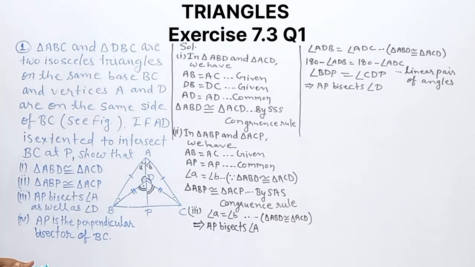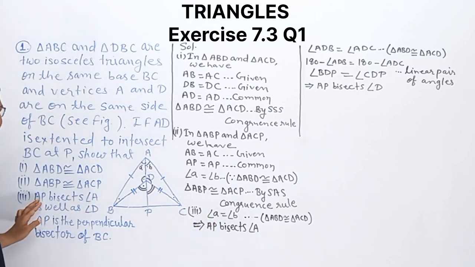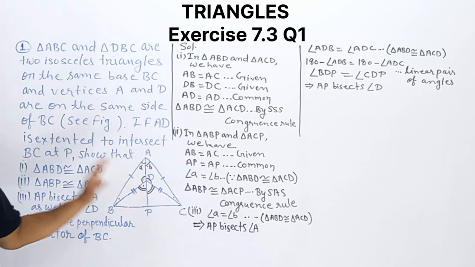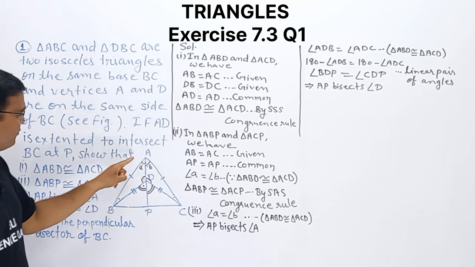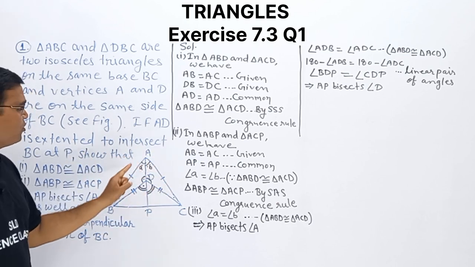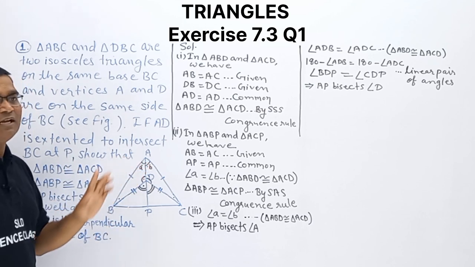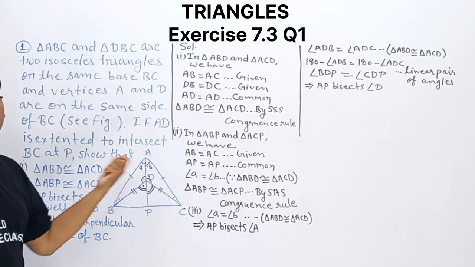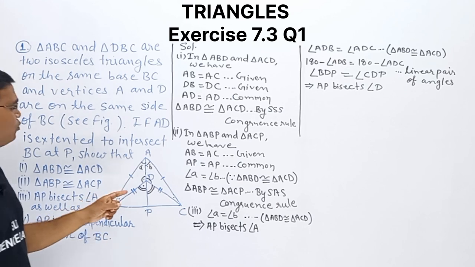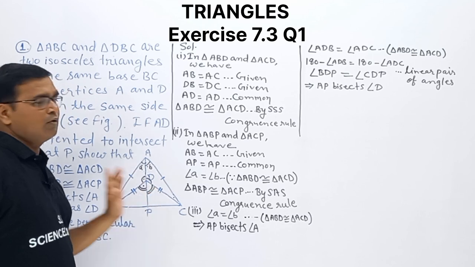Simple question. We want to prove this one: AP bisects angle A as well as angle D. This line is bisecting angle A or angle D. How? We proved this triangle is congruent to this triangle. Yes or no? So this angle will be equal to this one, no doubt. Once angle A equals angle B, then we can say AP is bisecting angle A. Simple. Now we want to prove whether AP is bisecting this angle or not.